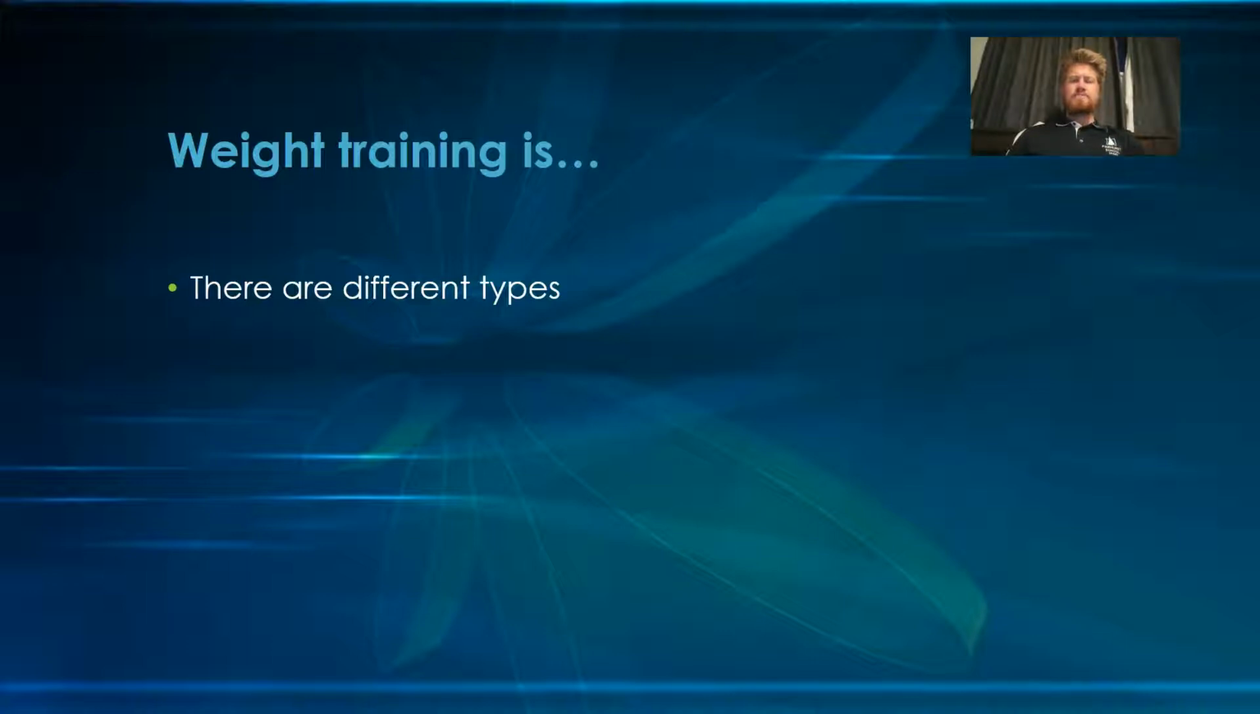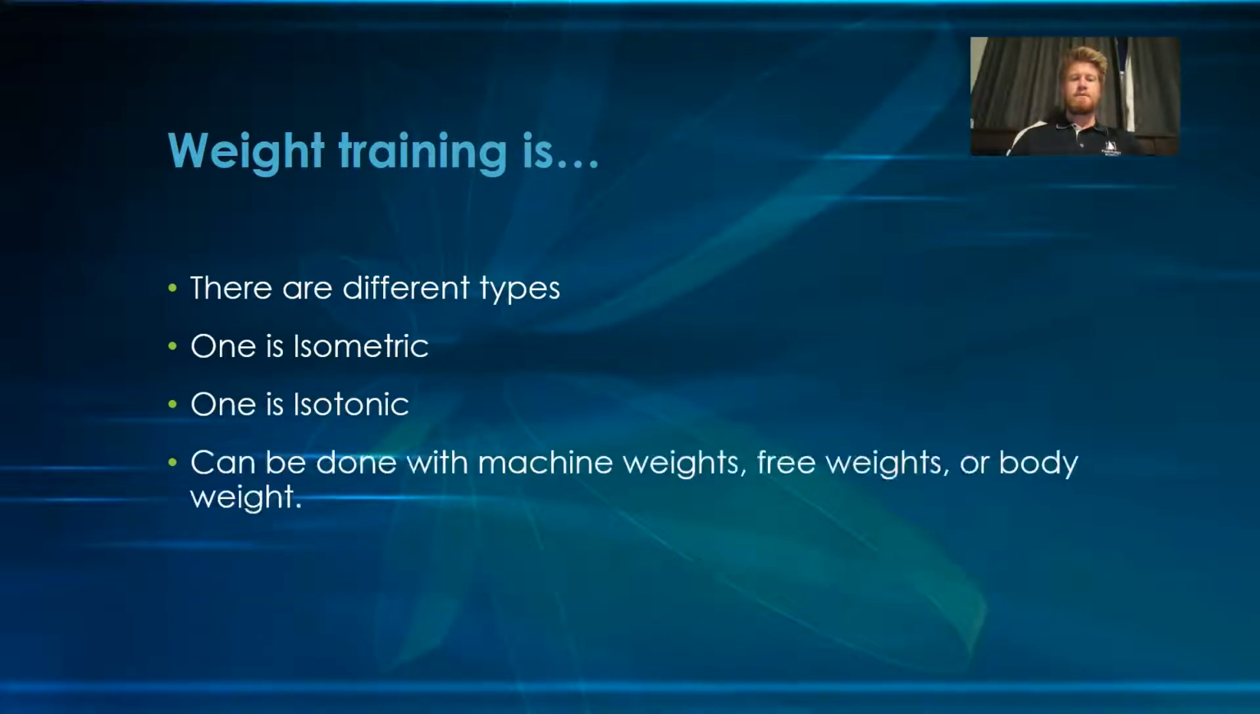So weight training. There's different types, and here are the two types that we're going to look at. One is isometric, and the other is isotonic. They can be done with machine weights, free weights, or body weight.